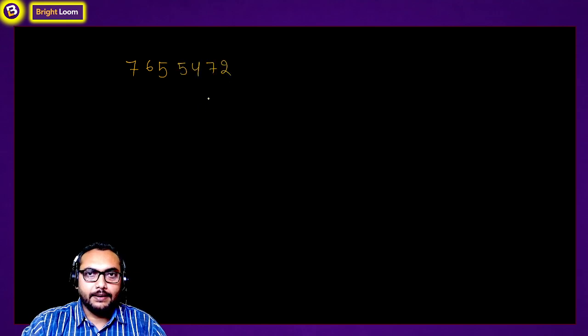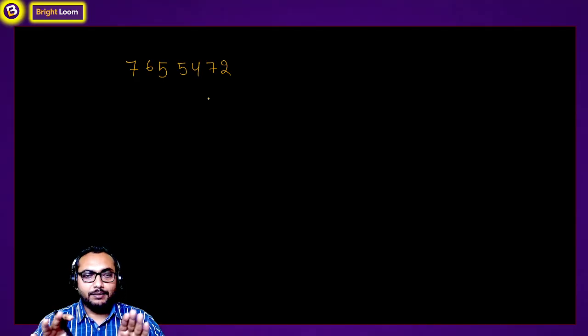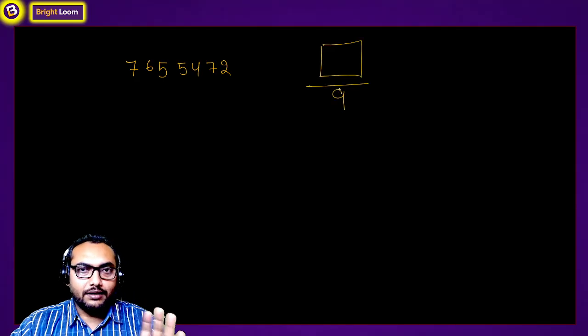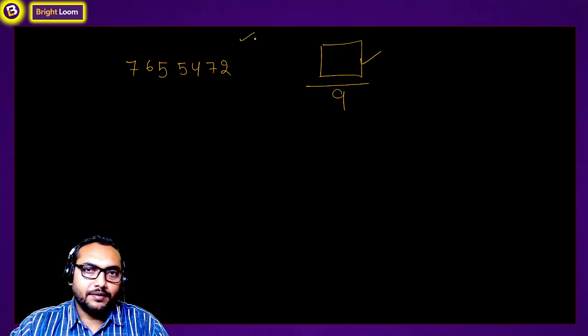Okay, suppose I have a number here, and I want to know whether it is completely divisible by 9 or not. So I'll add all the digits, right? And whatever sum I get, I just need to check whether it is completely divisible by 9 or not. If it is divisible, it means the number is also divisible.